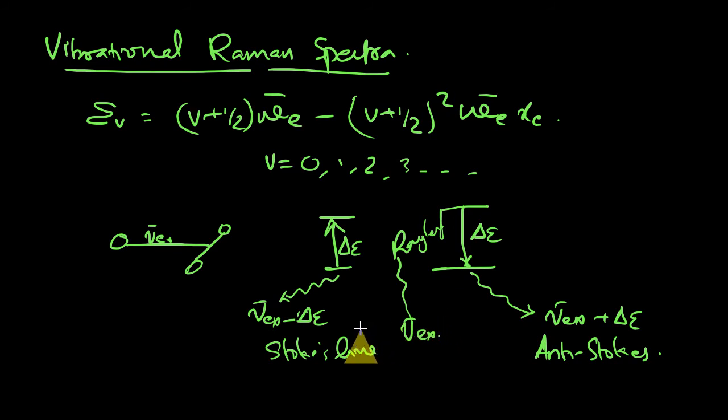Now we can go for a deeper analysis of this vibrational Raman spectrum, because we already have the expression for the vibrational levels in the molecule. Now we are going to apply the selection rules, and then we can have a better understanding of how the vibrational Raman spectrum is originating. The selection rule in this case is delta V equal to 0 or plus or minus 1, plus or minus 2, etc. This is the same selection rule that we saw in IR spectroscopy for the anharmonic oscillator.